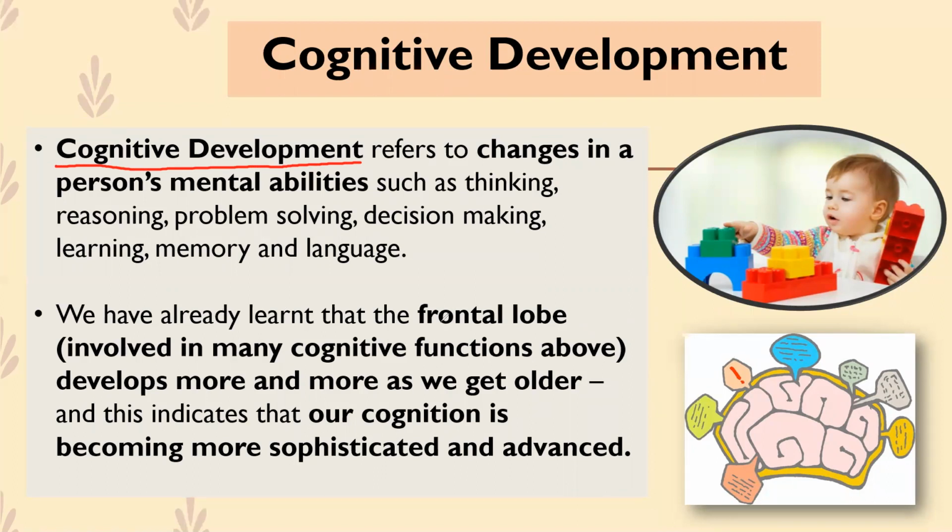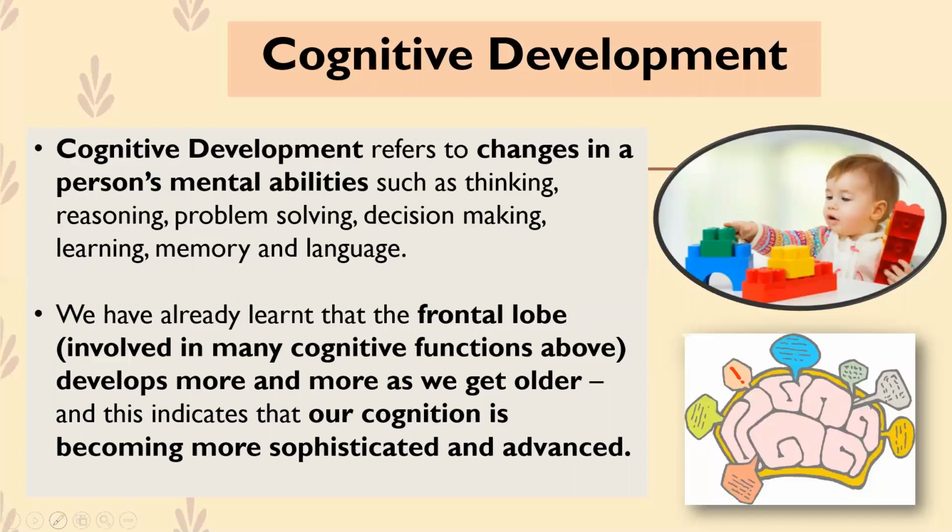Now, in the earlier part of Unit 1, when we were learning about the lobes, we understood that the frontal lobe does have a role in many cognitive functions. And like we said, your frontal lobe doesn't fully mature until you are 25 years of age. So until then, your frontal lobe is actually continuing to mature and continuing to grow. Okay, and obviously this indicates that as we get older, our cognition, our ability to think, reason, make decisions, plan, problem solve, actually becomes more and more sophisticated and advanced.